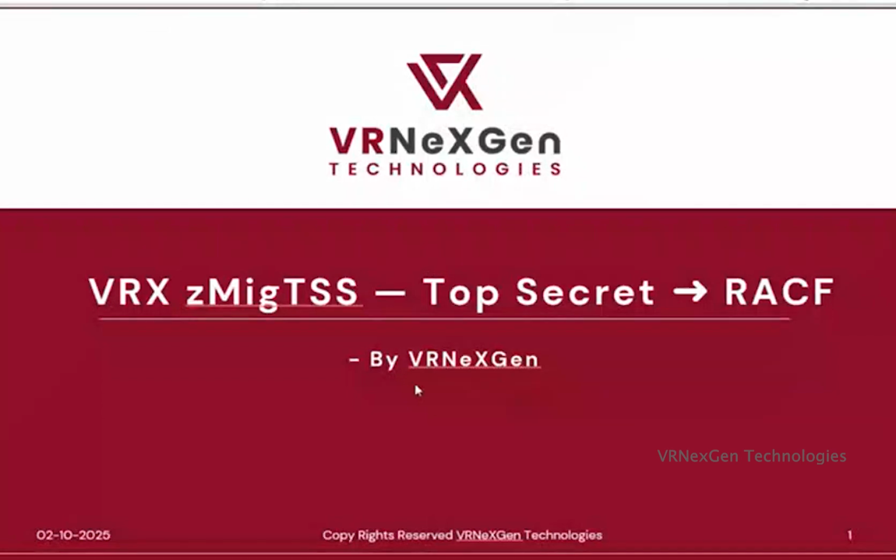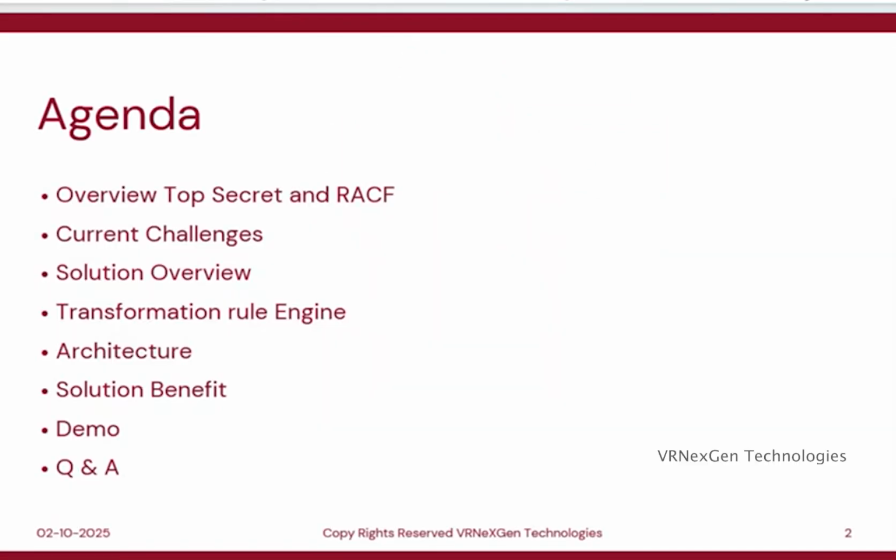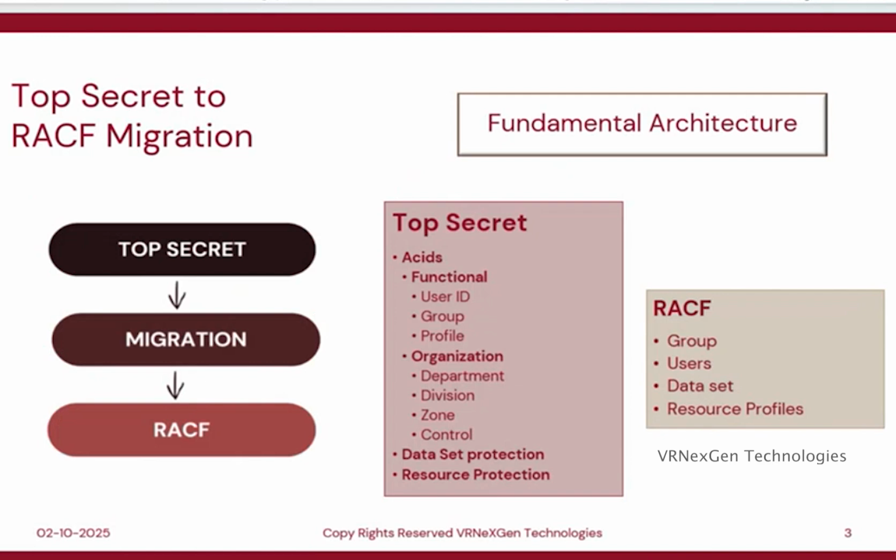Our solution, VRX zMigTSS, automatically migrates security profile definitions from Top Secret to RACF. Both Top Secret and RACF are architecturally different, so it is not easy to simply migrate security profile definitions from Top Secret to RACF. There is a fundamental architectural difference between the two products.